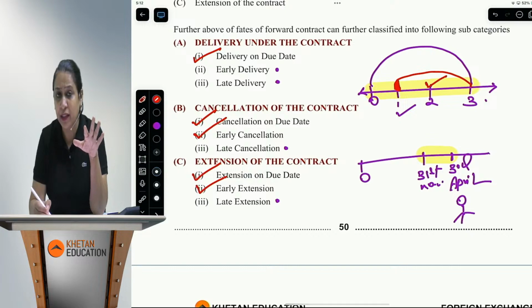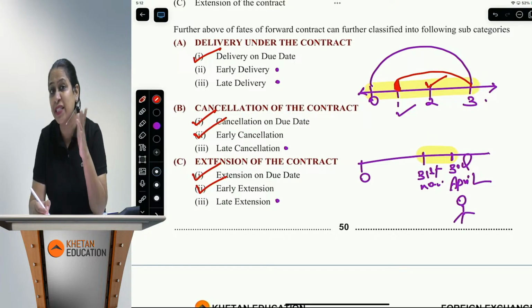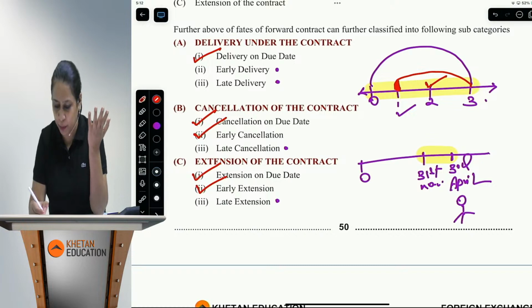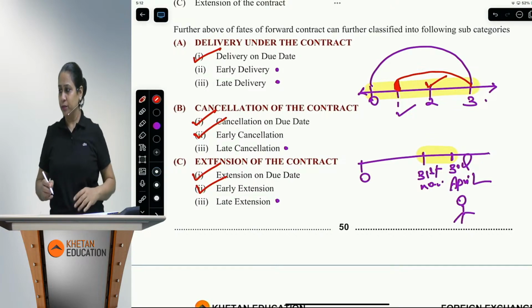If you come here, then you will enter into a reverse contract for 1 month forward. That means if you bought originally, now you will sell 1 month forward to cancel. If you come at the end of the 3rd month, then you are not having any maturity left. You will cancel at the spot rate basically. Okay, that is how it works.